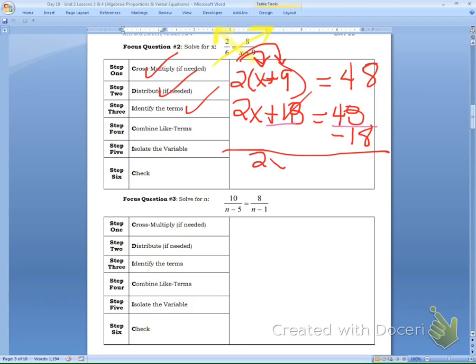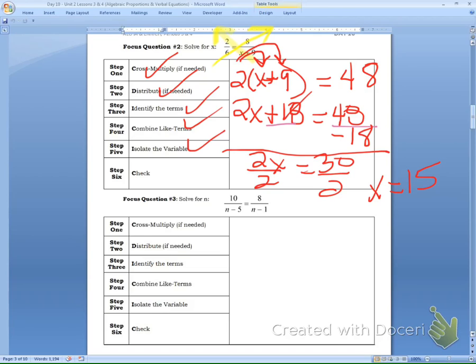So 2x is equal to 48 and negative 18. Those are opposite signs, so you have to subtract. So that would be 30. We've combined our like terms. Now we're ready to isolate our variable. 2x, or 2 beside the x, so we have to divide by 2, divide by 2. So our final answer is x is equal to 15. You could plug it into the original equation to check your work.